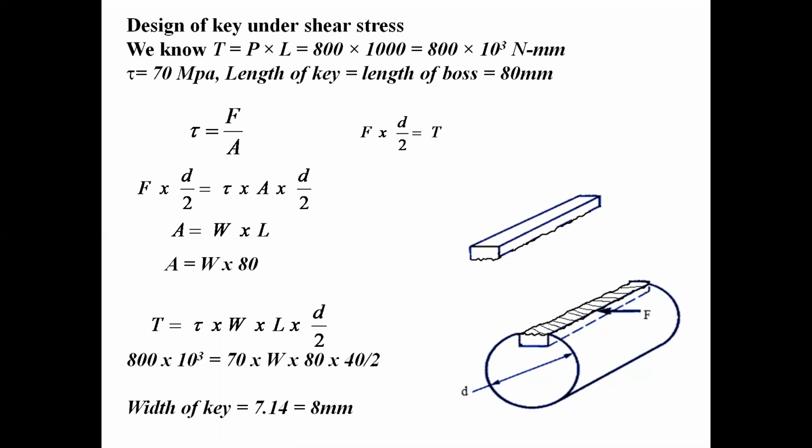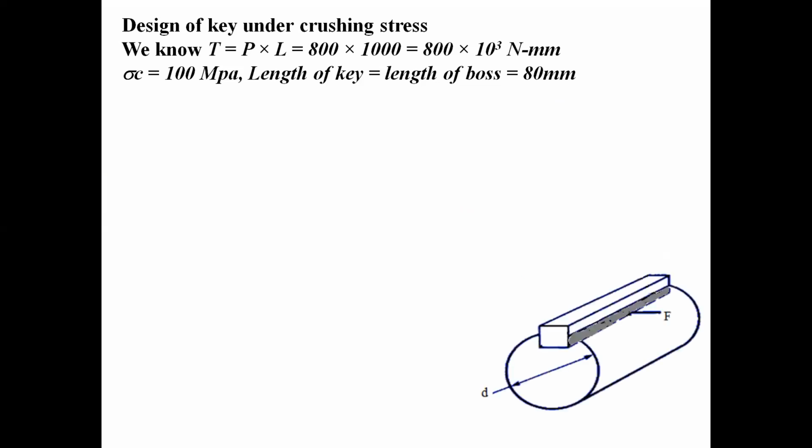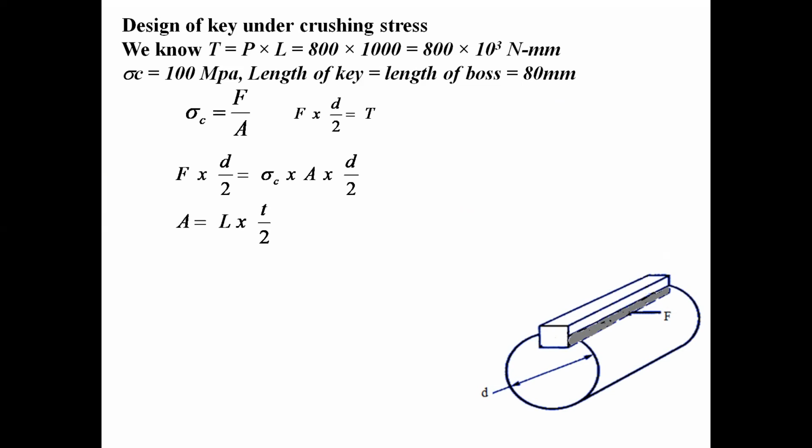In a similar way, we can design for the crushing stress. In the crushing stress also, we know that there is a torque which is 800 into 10 power of 3 Newton mm. Permissible crushing stress is 100 megapascal. Length of the key is the length of the boss, which is 80 mm. So look at the picture, you will find there is a crushing area. So crushing stress is equal to F by A. So again, torque equals crushing stress into area into D by 2. Here the area is the length of the key multiplied by half thickness, so T by 2.